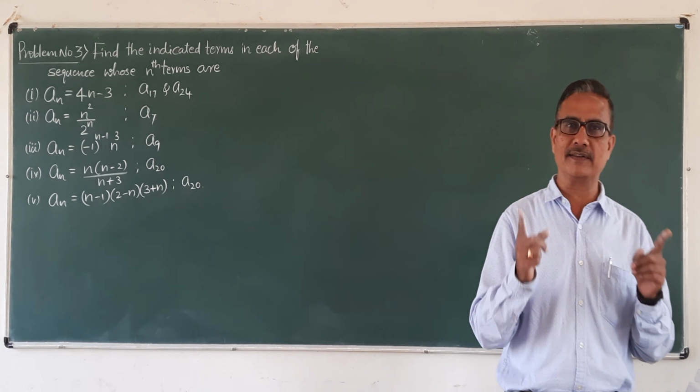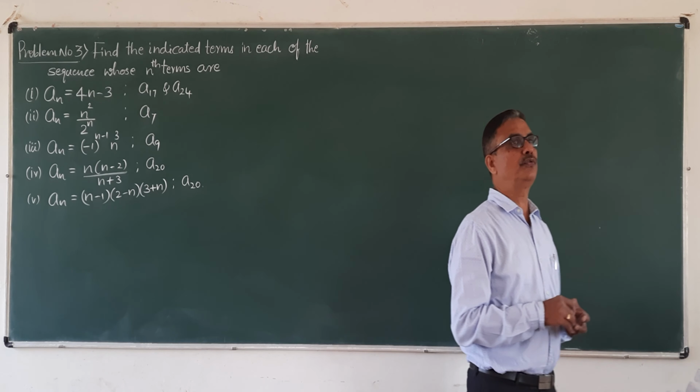In general, if A is the first term and D is the common difference of an arithmetic progression, then the general form of the arithmetic progression is A, A plus D, A plus 2D, A plus 3D and so on, of which the last term, the nth term, is A plus (n minus 1) into D. That is the nth term of the arithmetic progression, denoted by Tn or An. Therefore, Tn is equal to A plus (n minus 1) into D.